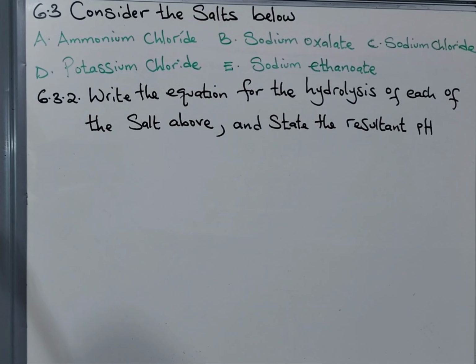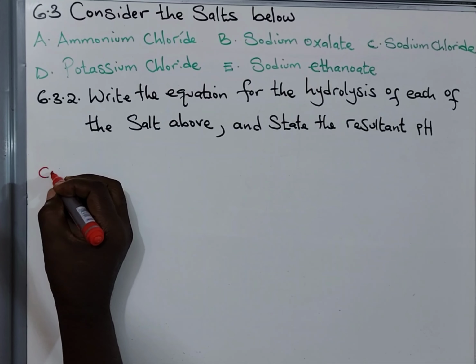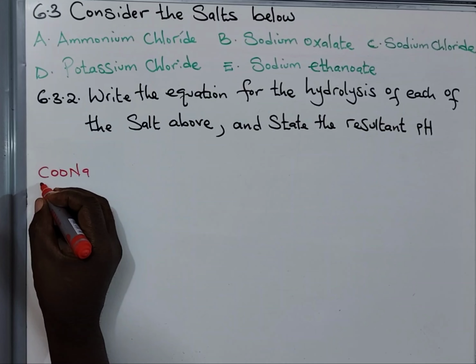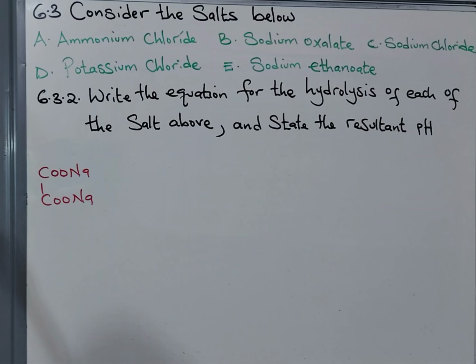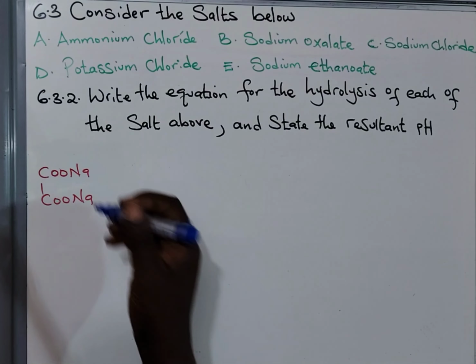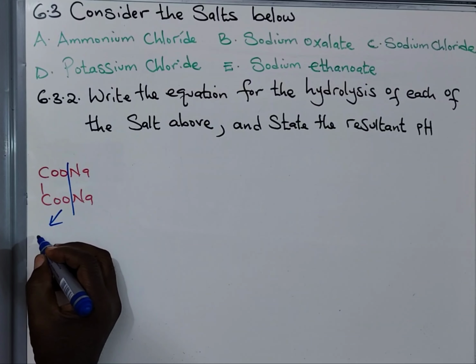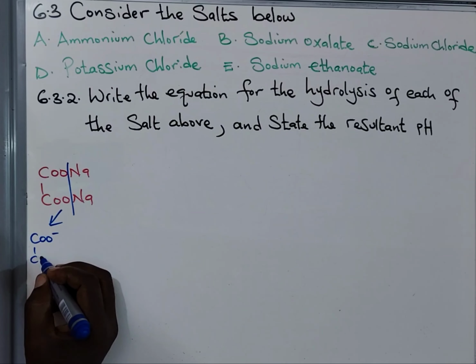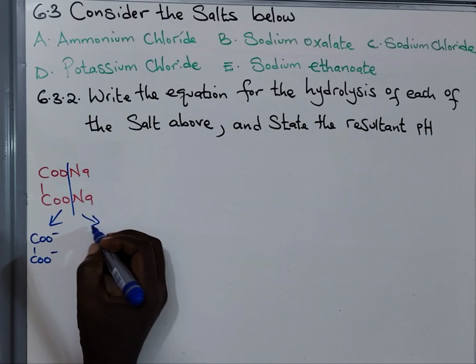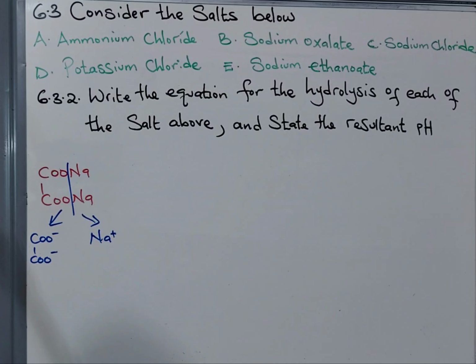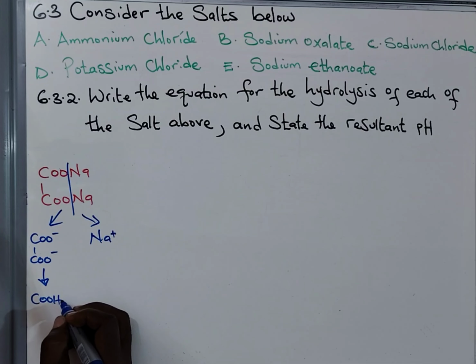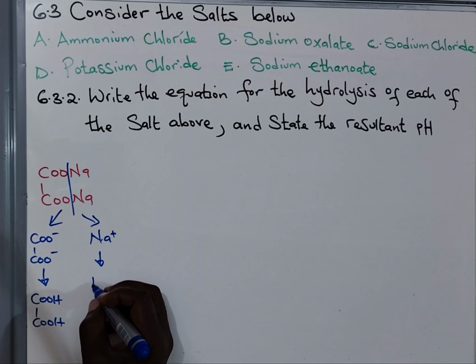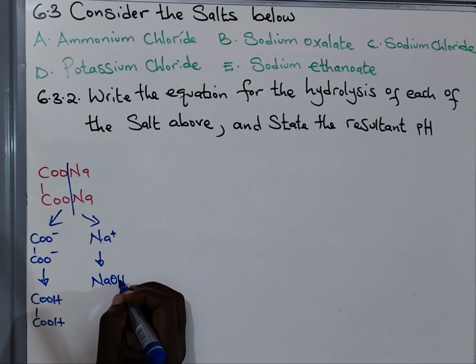Next is sodium oxalate. I prefer using the structural formula for this one. It imparts more meaning than the one they use. So what happens here is that you break this one into its constituent ions. So you have the oxalate ions and sodium ions. Next, you trace the origin of these ions. Oxalate ion came from oxalic acid, and sodium ions came from sodium hydroxide.